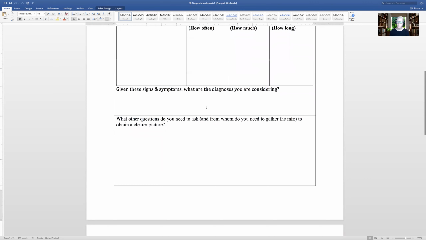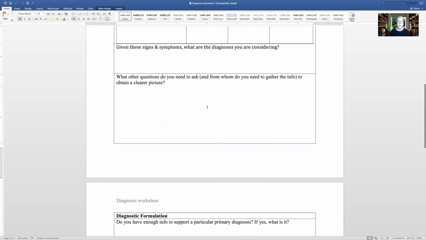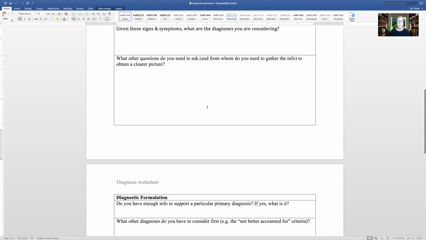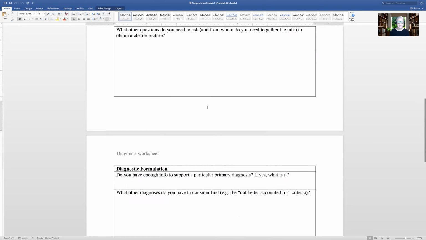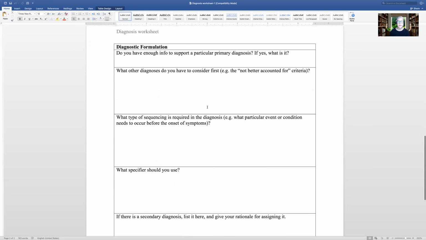Given what you see here, what's the diagnosis, or more than one you're considering? What other questions do you need to ask, and where do you need to get the information to obtain a clear picture? This is really what you do in developing a diagnosis, is get that kind of information. And then you get to the diagnostic formulation. Do you have enough information to support a particular primary diagnosis? If yes, what is it? What others do you have to consider first?